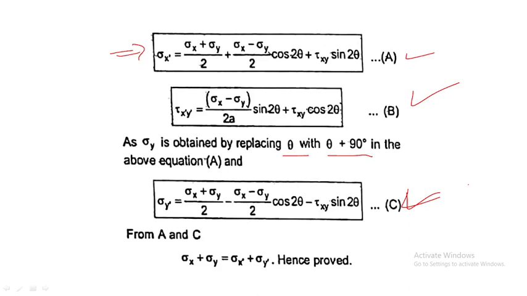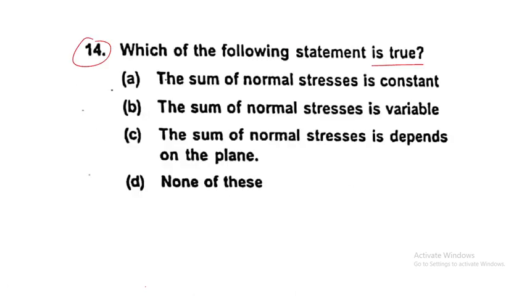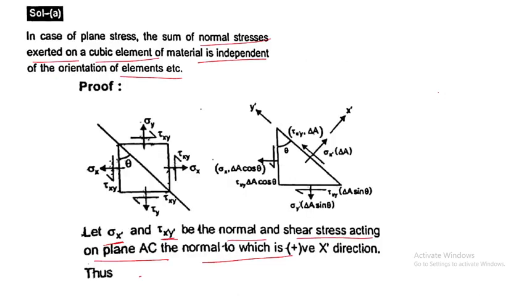So from A and C, what do we get? Sigma x plus sigma y equals sigma x dash plus sigma y dash. Hence we can prove that it is the same as what they have given. So the sum of the normal stress is a constant here. I think you got a clear idea about what I wanted to explain.